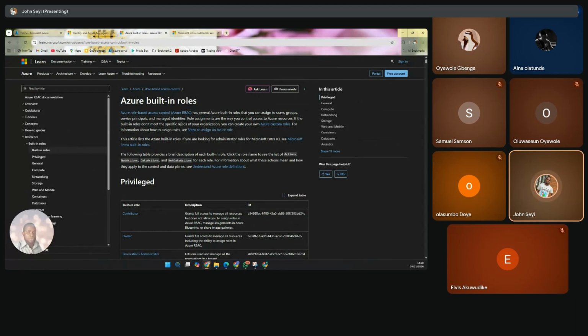About Azure built-in roles. So RBAC. When I mean RBAC, I mean role-based access control. Please note those four words: role-based access control. You understand? That's it. The right word is role-based access control.